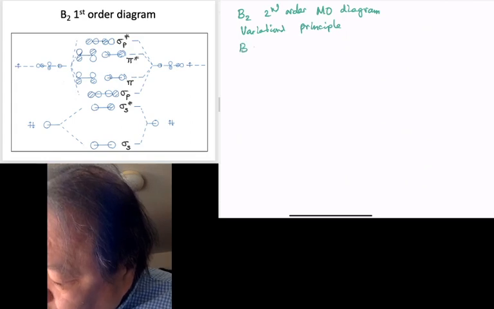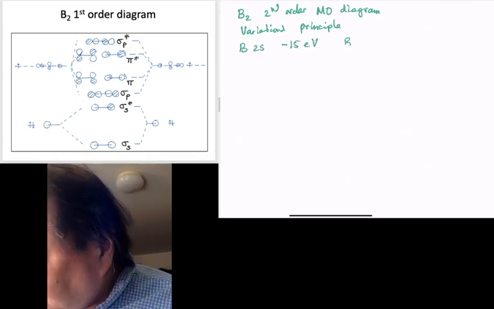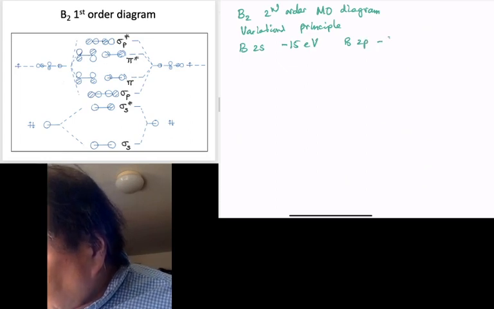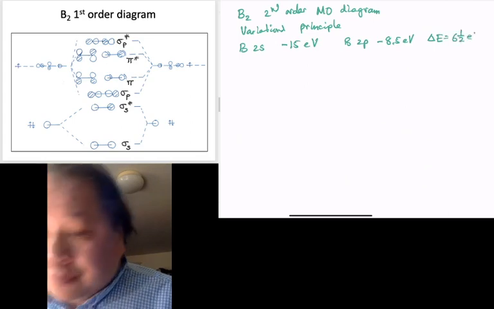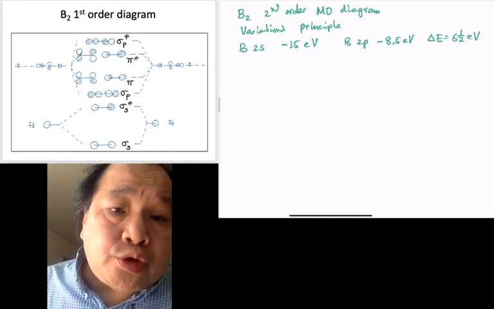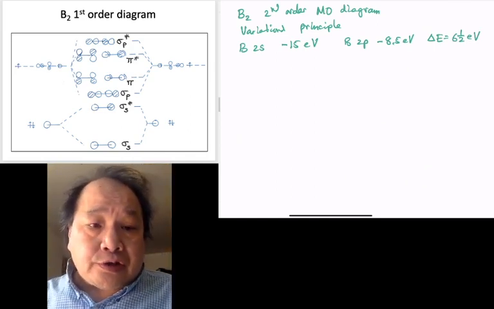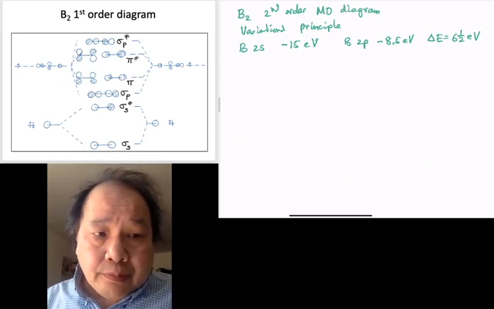Boron 2s is minus 15 eVs. Boron 2p is minus 8.5 eVs. Delta E is 6.5 eVs. And therefore, 2s can mix with 2p. They're only 6.5 eVs apart, well short of the 20 to turn off interaction.